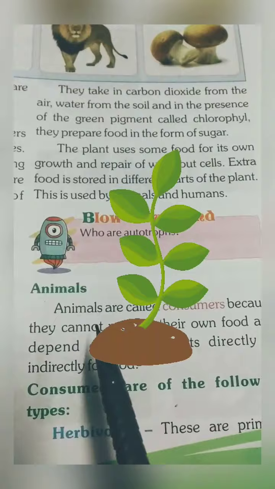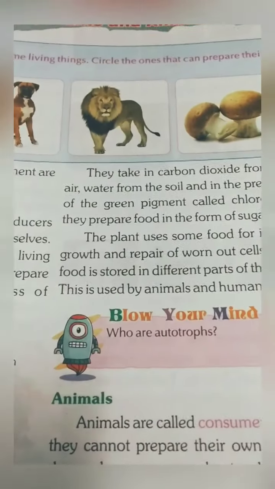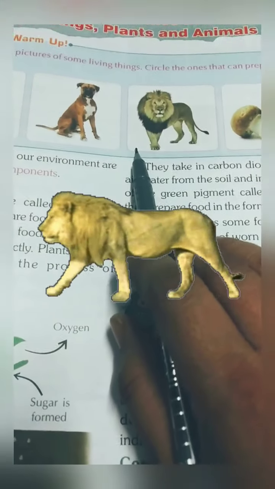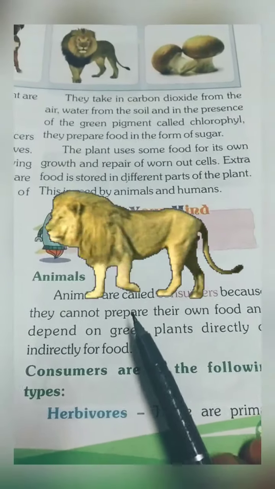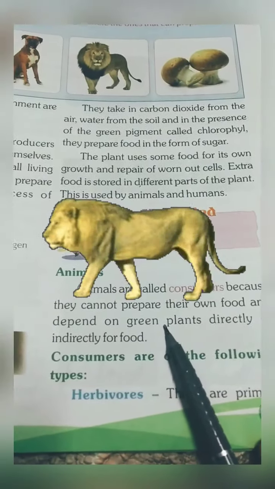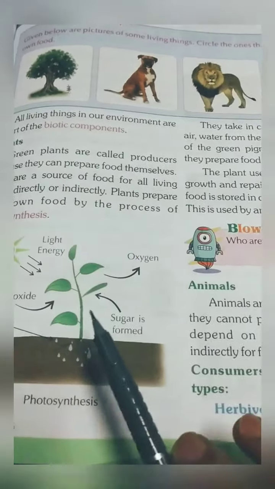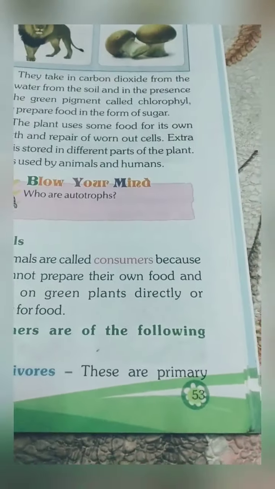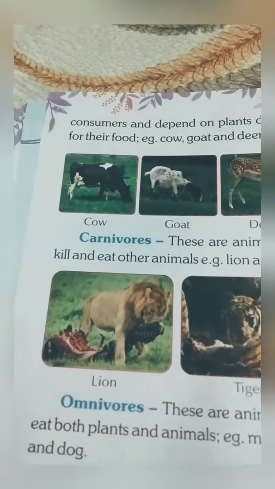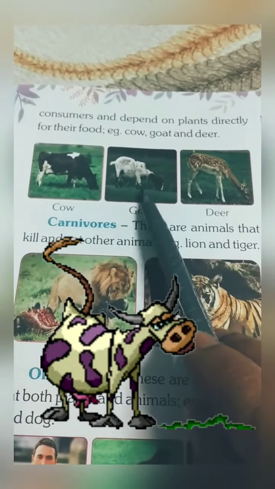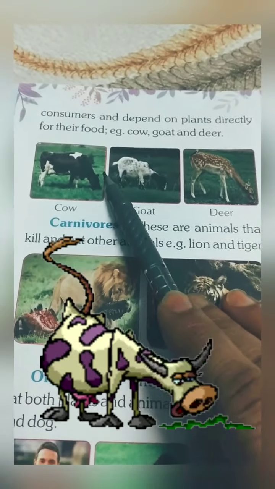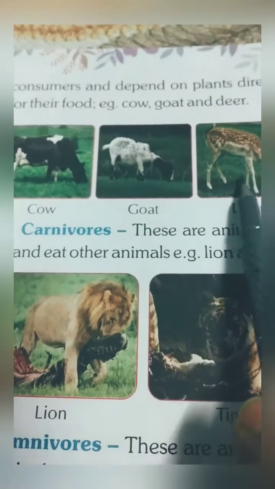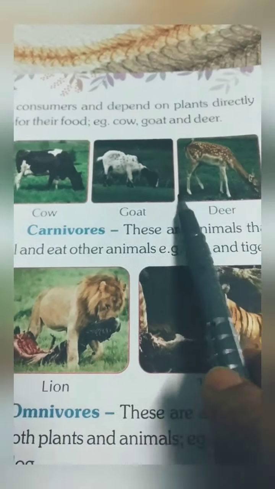Next they have given about the animals. Animals are consumers. So all these animals which are visible in this diagram are consumers. Why? Because they cannot prepare their own food and depend on green plants directly or indirectly for food. Consumers are of the following types. Herbivores. These are primary consumers and depend on plants directly for their food. Cow, goat and deer. You are able to see in this diagram that they are chewing grasses.